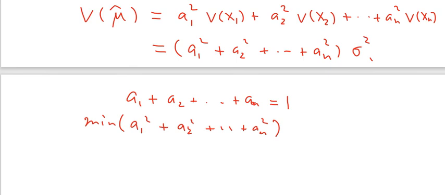We already proved, using some mathematics, that only in this case, when a1, a2, an all equal 1 over n, is there a solution. When all a1, a2, an are equal to 1 over n, then a1 squared plus a2 squared plus an squared is smallest.